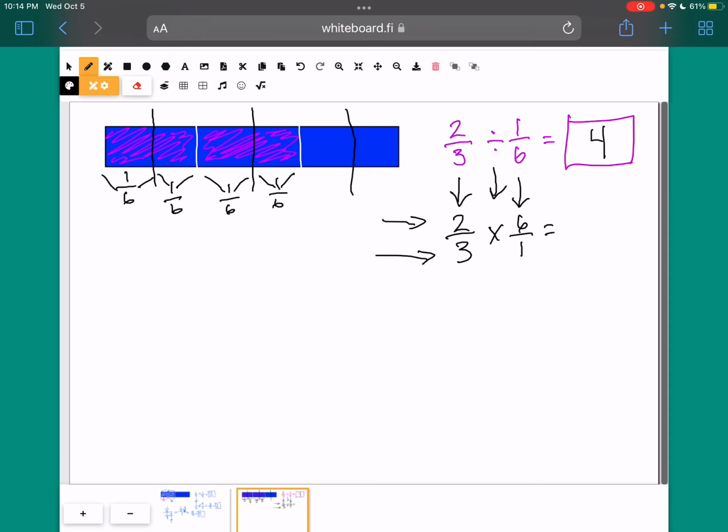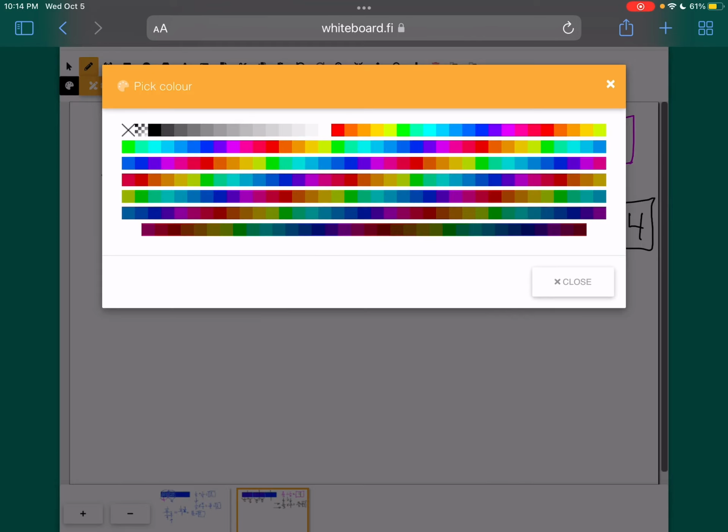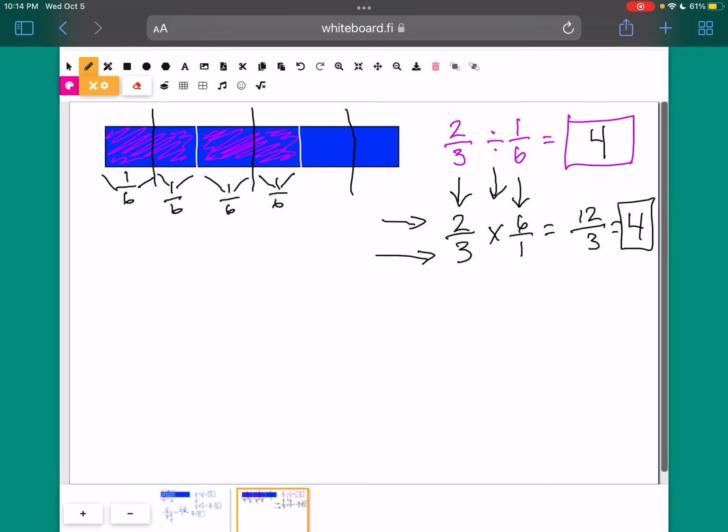And so that is going to give us 2 times 6, which is 12, and 3 times 1, which is 3. And when we simplify that, 12 divided by 3 is 4. And that's our answer. Now, we could have simplified this earlier. We had talked about simplifying earlier, and we know that 3 goes into itself once, and it goes into 6 twice. So then our new problem becomes 2 over 1 times 2 over 1, which gives us 4.